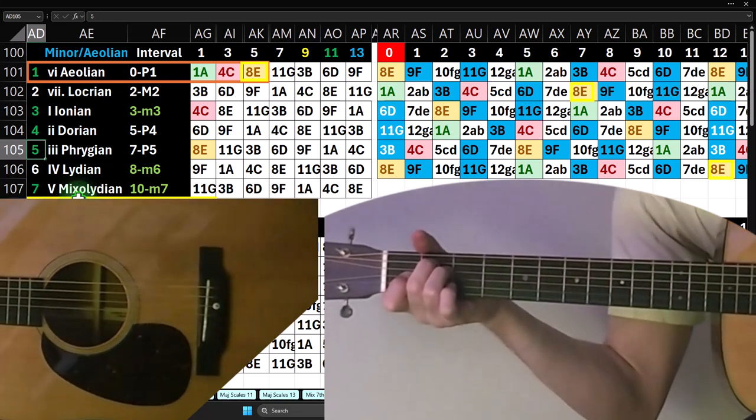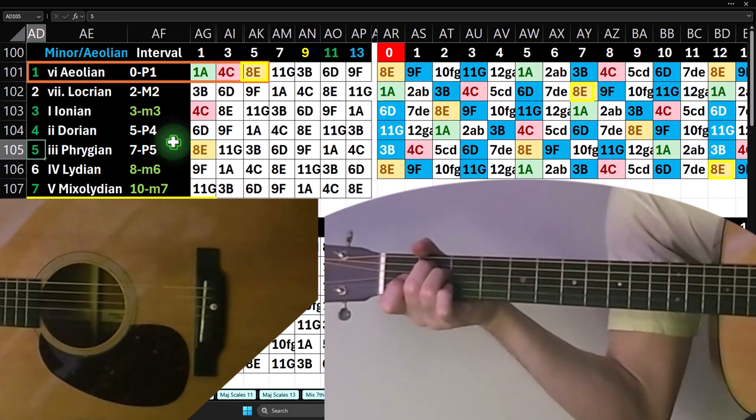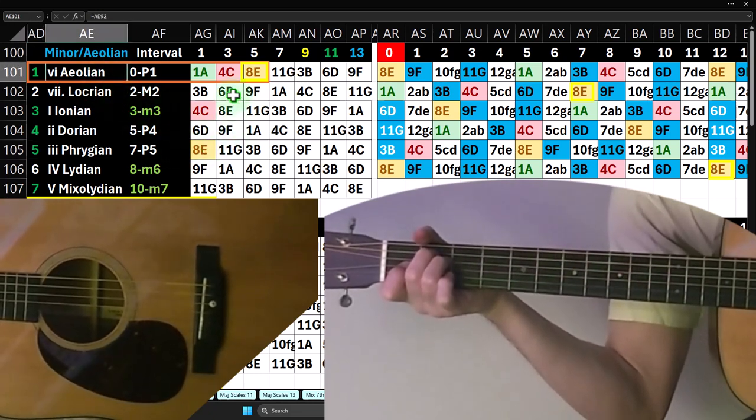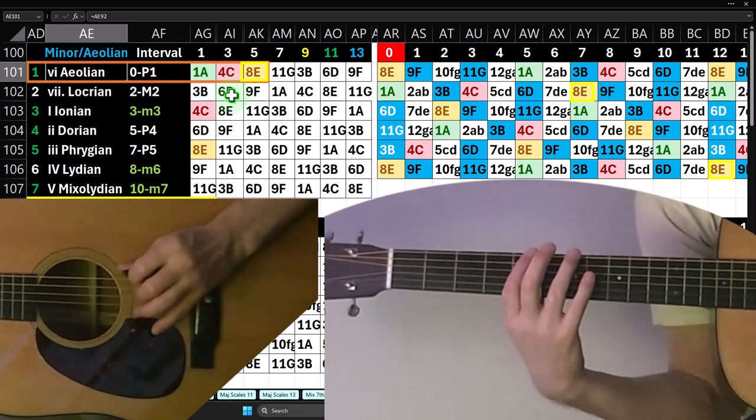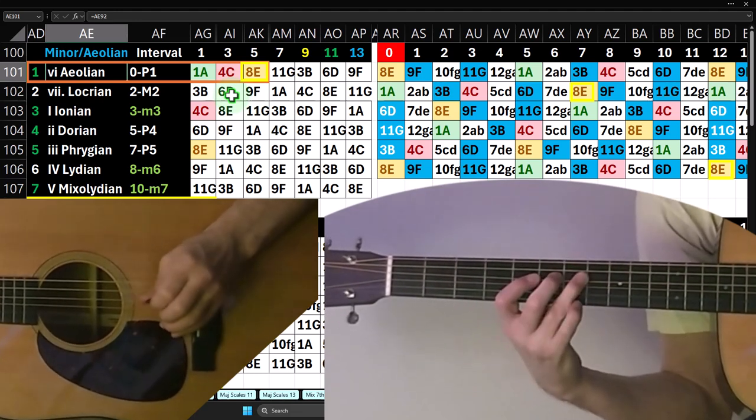And why does that happen? That's quite common in the minors as well as in the major. Anytime I'm going home to the Aeolian, notice that when I look at the minor scale here, if I play position one, I don't have a leading tone to go home.